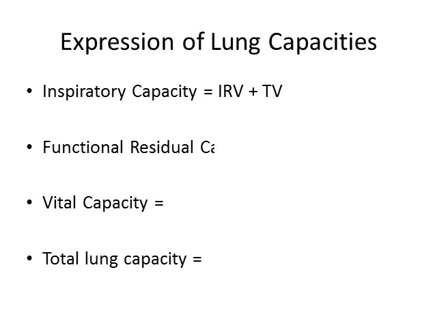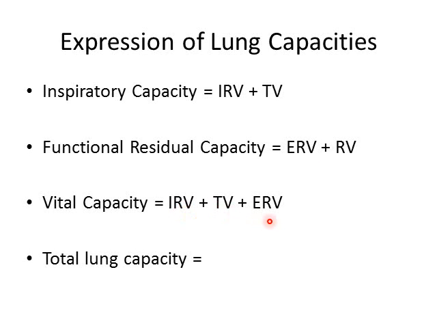Okay, so the first one, inspiratory capacity, is inspiratory reserve volume plus tidal volume. Okay, functional residual capacity is expiratory reserve volume plus residual volume. Okay, and then we have vital capacity, which is inspiratory reserve volume plus tidal volume plus expiratory reserve volume, and that is really the total movable amount of air. And then if we take total lung capacity, we get this vital capacity, which is here, plus residual volume. And that's it. So you just need to know how those things are calculated.